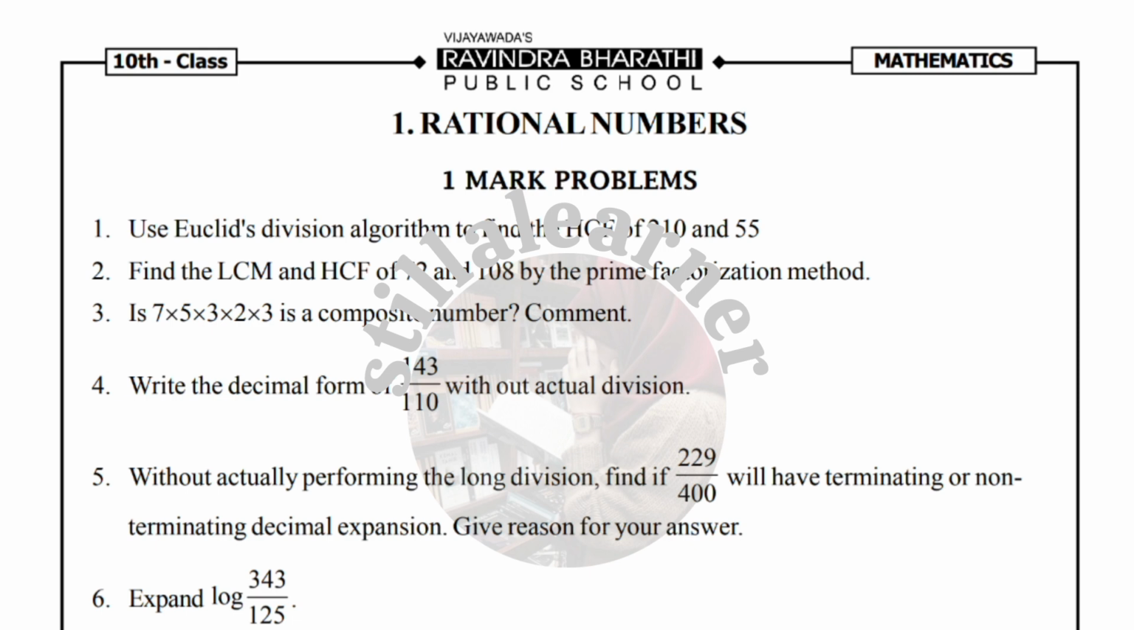So the first question is, use Euclid's division algorithm to find the HCF of the given numbers. Next, find the LCM and HCF of any given numbers by using the prime factorization method. I won't read each and every question here, because otherwise the video will be so lengthy. Just pause the video wherever you want, and please put tick marks in your textbooks and in your classworks also.